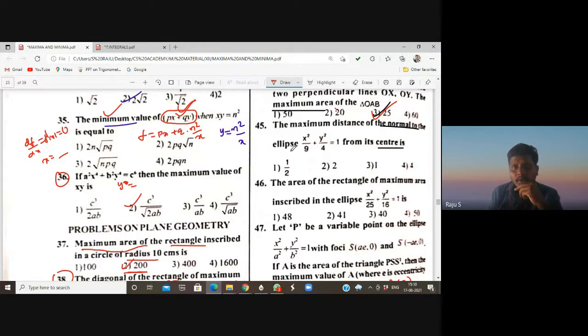The maximum distance, whenever they are asking the maximum distance of the normal to the ellipse.